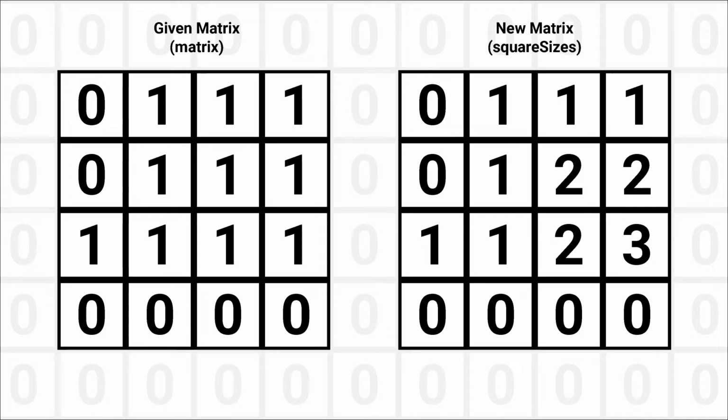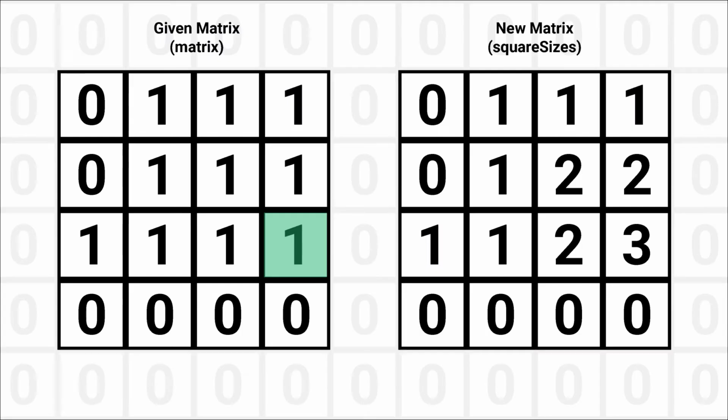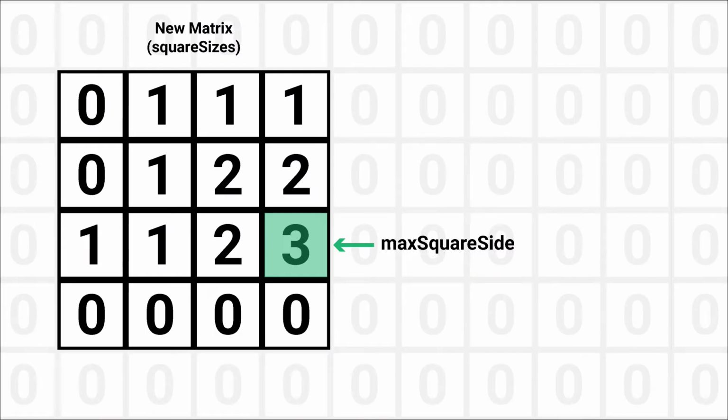We will name this matrix square sizes. So for each cell in the given matrix, we will have a corresponding cell in the new matrix for storing the maximum side of the square found out. For example, for this particular cell, we know that the size of the square formed is 3. So in the corresponding cell in the new matrix, we will store that information. So by the end of the traversal, we know what is the maximum side of the square present in the matrix. And we know that area of square is given by side into side. So we will just return that.